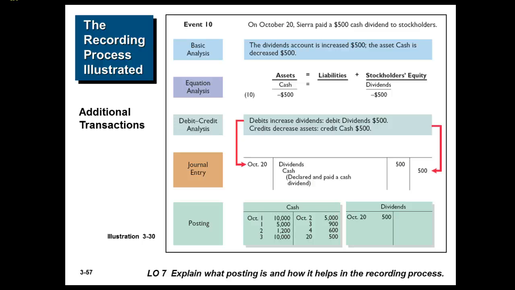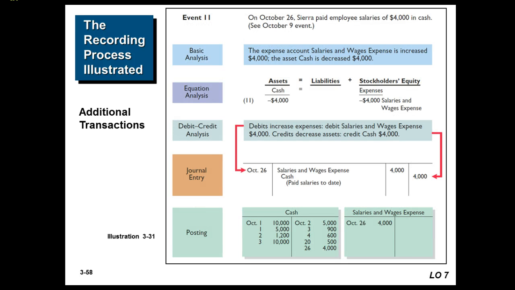So once the salaries are earned, as you will see here in Event 11, then we will record this transaction because we paid employees salaries. So our $4,000 cash is reduced and our salary and wage expenses increased by $4,000.